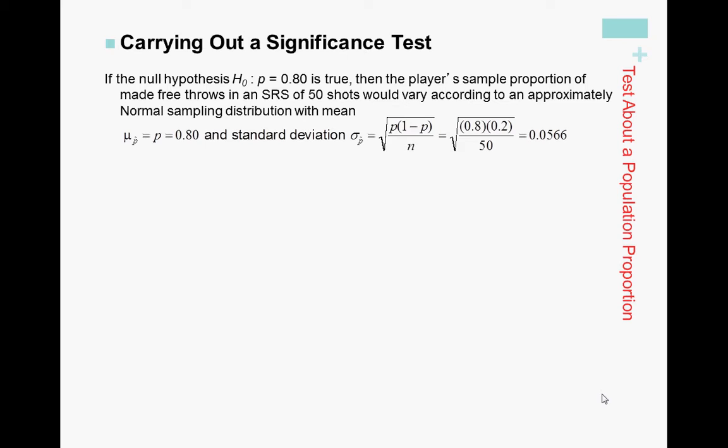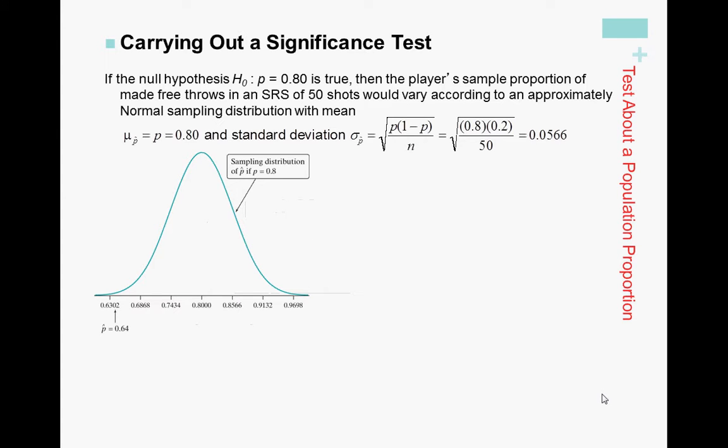If the null hypothesis is true, then the player's sample proportion of made free throws in an SRS of 50 shots would vary according to an approximately normal sampling distribution with a mean of 0.80 and a standard deviation, using the normal proportion sample standard deviation, of 0.0566. So we would expect a standard deviation of about 5.6%. So here you see the sampling distribution of p hat if p equals 0.8.